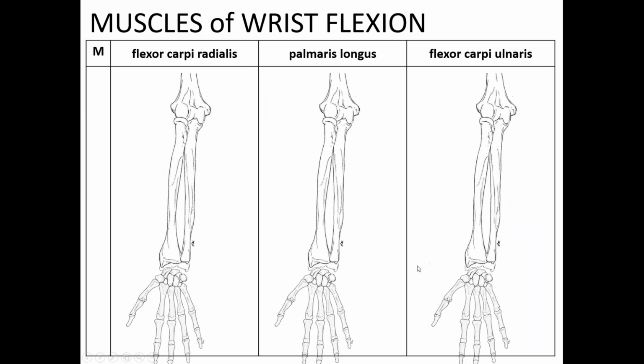But let's take a look here. They all start on the medial side, the medial epicondyle. Radialis went to the base of metacarpals 2 and 3. Ulnaris went to the pisiform, hook of the hamate, and 5. So can you see now with these diagrams how one is more on the radial side and one is more on the ulnar side? And then palmaris longus goes right in the middle to attach to the palmar aponeurosis.